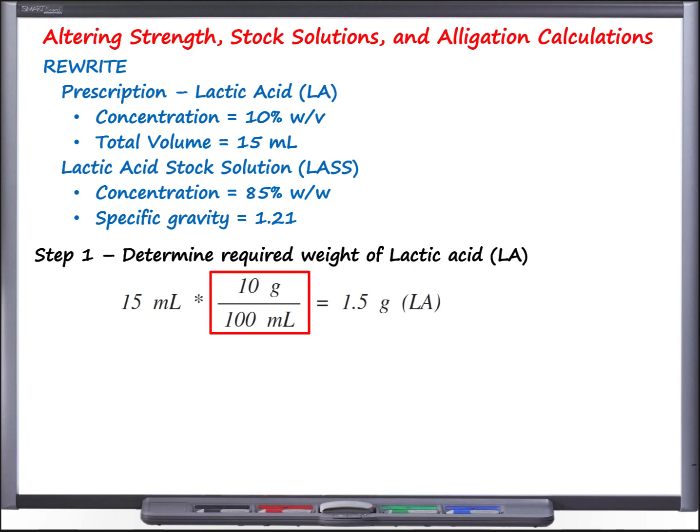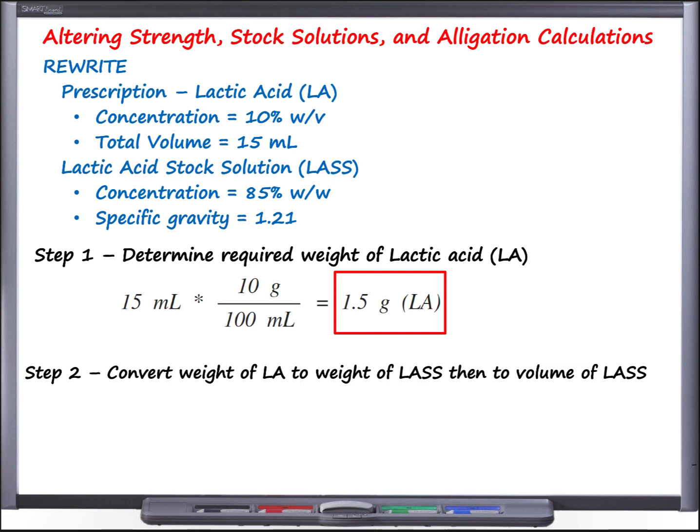We set that up here as 10 grams, because it's weight, over 100 milliliters, because it's a percent. Again, the lower part of the percent is volume: weight per volume. We set it up this way so that when we multiply, our units of milliliters cancel. If we take 15 times 10 divided by 100, our answer is 1.5. Milliliters cancel, so our final answer of 1.5 is in grams of pure lactic acid. That's the amount of active ingredient we need.